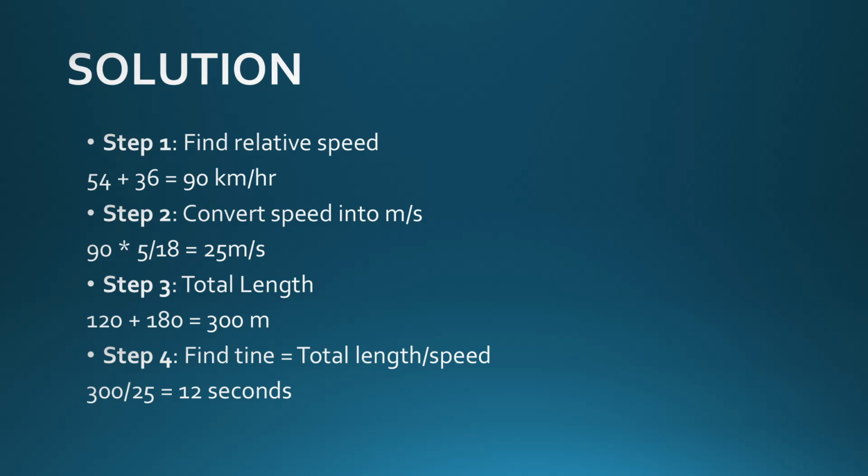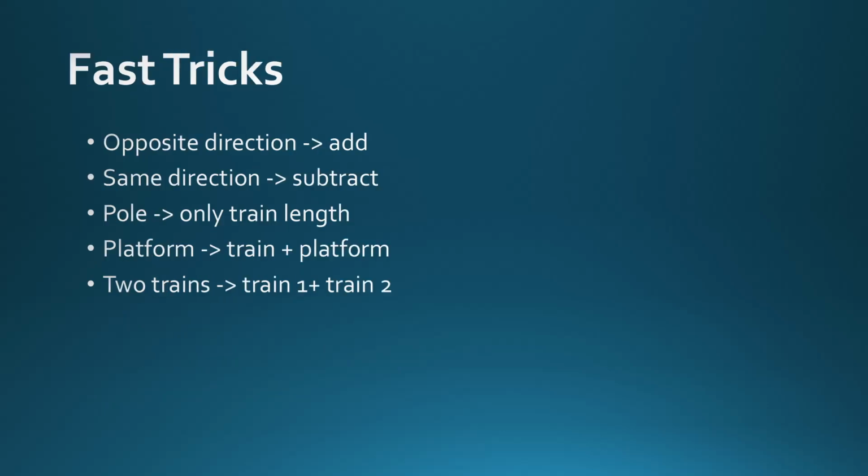Step 3, we find the distance, which is total length. So length of train 1 plus length of train 2 equal to 120 plus 180 equal to 300 meter. Now step 4, we'll find time equal to total length divided by speed. So equal to 300 divided by 25 equal to 12 seconds.